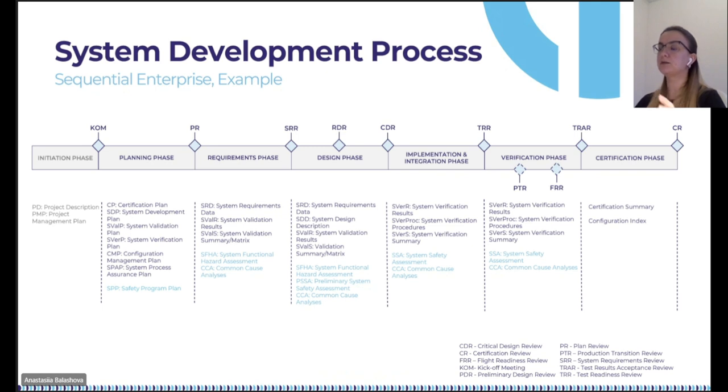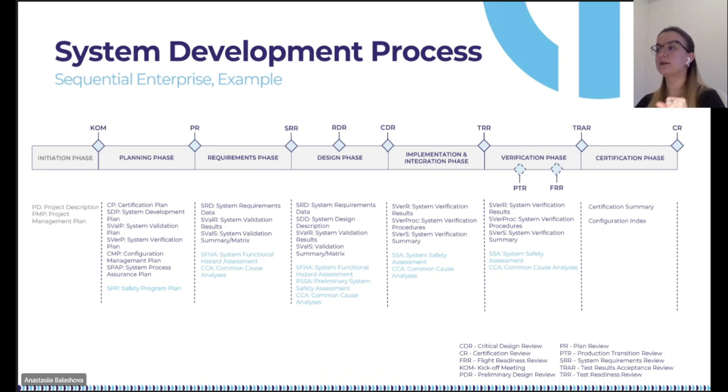The difference between these reviews is the level of confidence and detail in the design. After the CDR, the design must be fixed because we are entering the next phase, which is implementation and integration. At this stage, the physical reality is created and assembled. During this stage, the system verificator develops a test procedure and may do unofficial test runs.